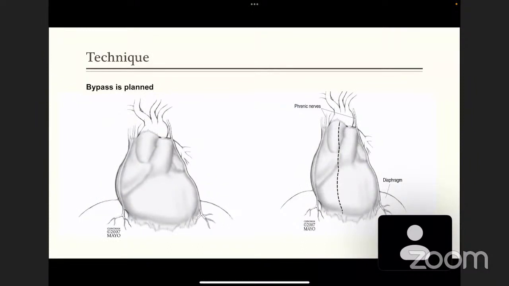So the technique, first of all, if you plan on doing your surgery with cardiopulmonary bypass, you may want to decorticate the areas where you want to place your cannulation, followed by a midline incision of the pericardium. You may want to look for a place that has a fat pad that makes it easier to dissect, normally near the diaphragm towards the right side.